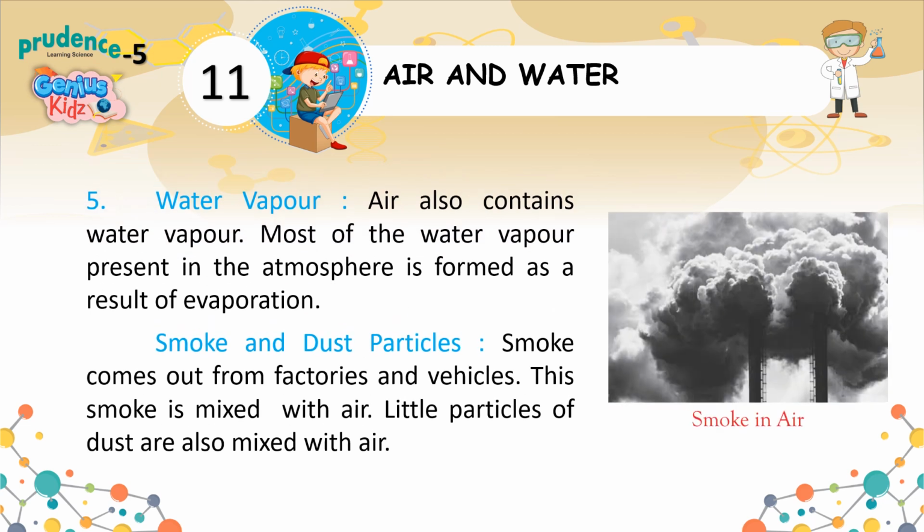5. Water vapor. Air also contains water vapor. Most of the water vapor present in the atmosphere is formed as a result of evaporation. Smoke and dust particles. Smoke comes out from factories and vehicles. This smoke is mixed with air. Little particles of dust are also mixed with air.